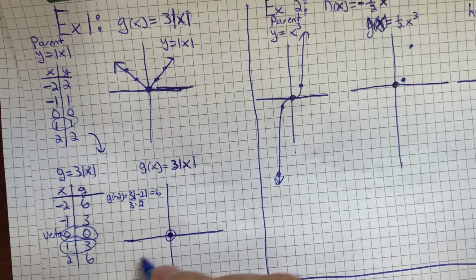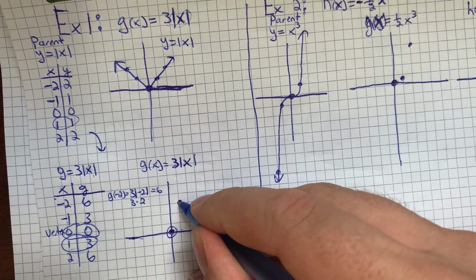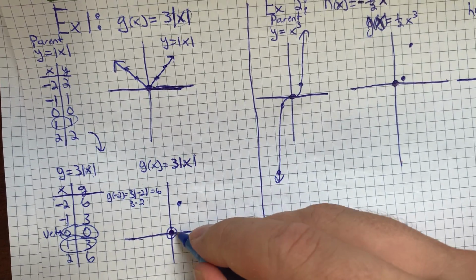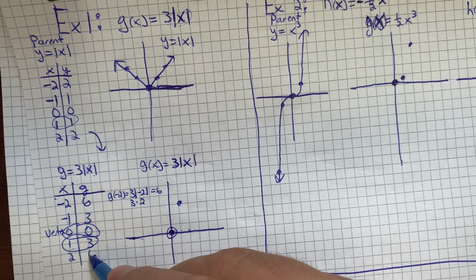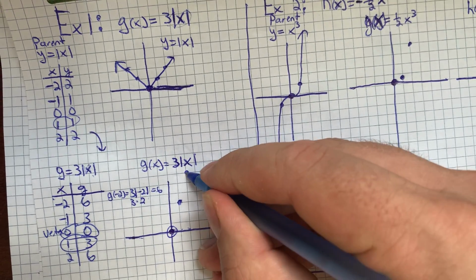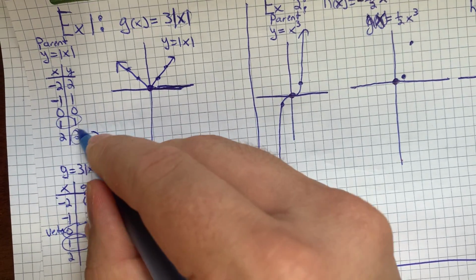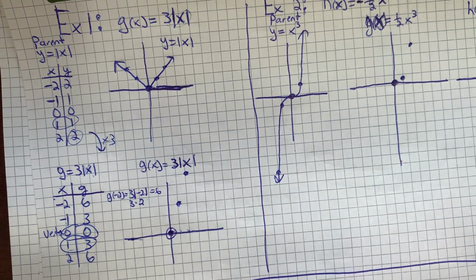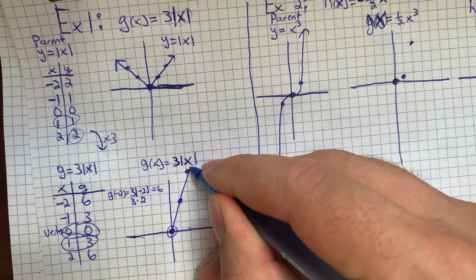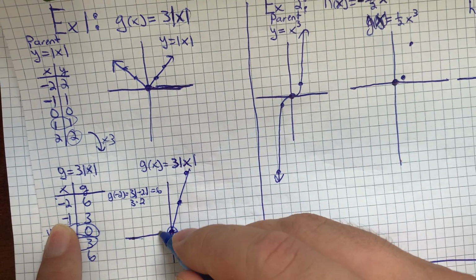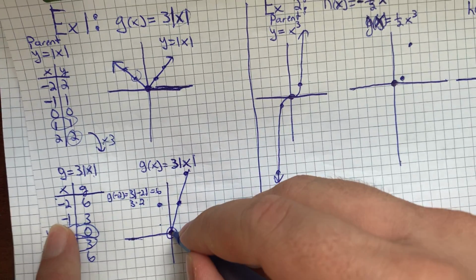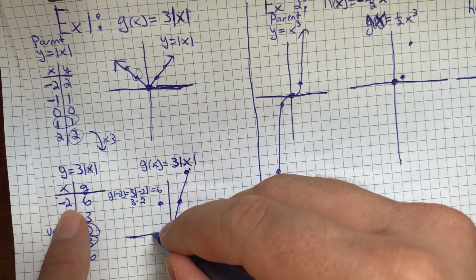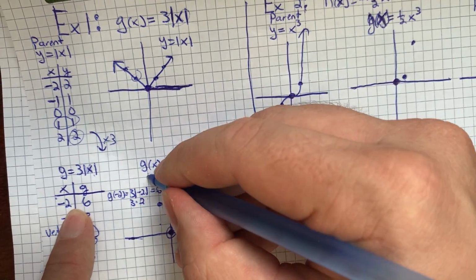On the other hand, the point at 1, 1 is now 1, 3. And that's because the y value got multiplied by 3. The point at 2, 2 is now 2, 6. And that's because the y value of 2 got multiplied by 3. To the left, the point of negative 1, 1 got multiplied by 3. The point negative 2, 2 became negative 2, 6. It got multiplied by 3.